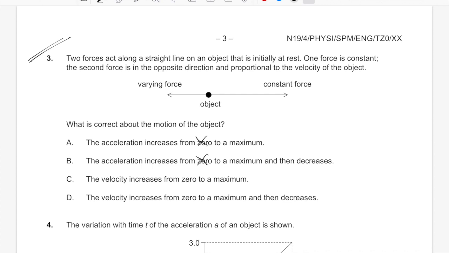And the velocity is going to start increasing, but it will reach a maximum because as the varying force increases with increasing velocity, then it's going to eventually have the same magnitude as the constant force, and then there's equilibrium, zero net force, zero acceleration, so it's going to just continue moving with that maximum terminal velocity, and that velocity is not going to start decreasing, so it is only C. That's correct. So that's terminal velocity.